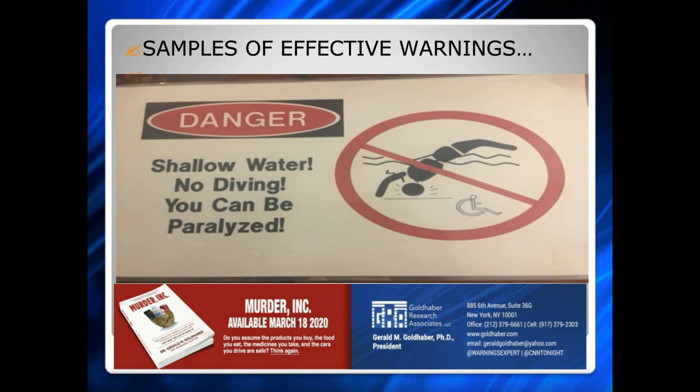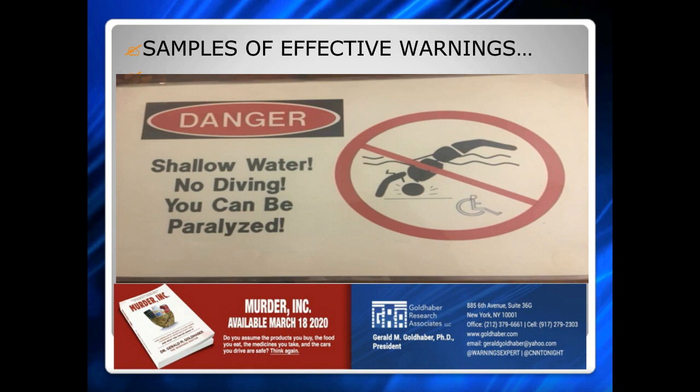So here we have a signal word. Remember, four things have to be in a warning. A signal word, in this case, danger. I put danger on because the hazard was immediate and life-threatening. If you dive into shallow water, it's an immediate risk that you could be rendered, as the nonverbal shows you, quadriplegic. You could be paralyzed. What's the hazard? Shallow water. Two words, shallow water. What's the consequence? You can be paralyzed. And the instructional component, what's the do or don't do?